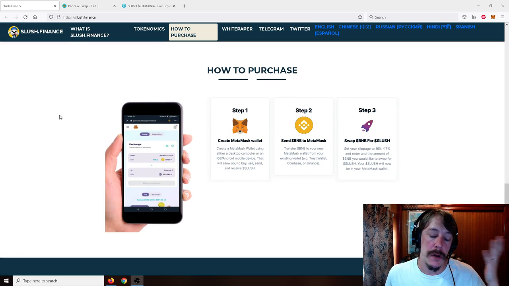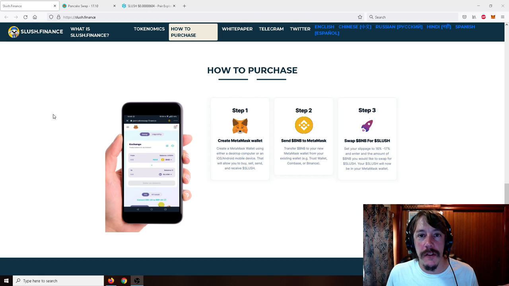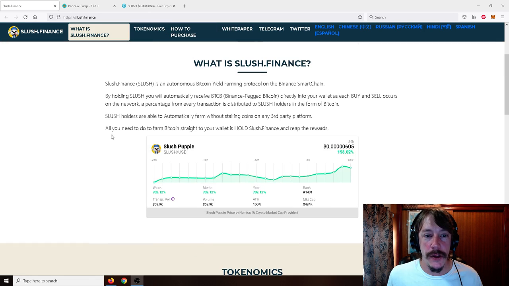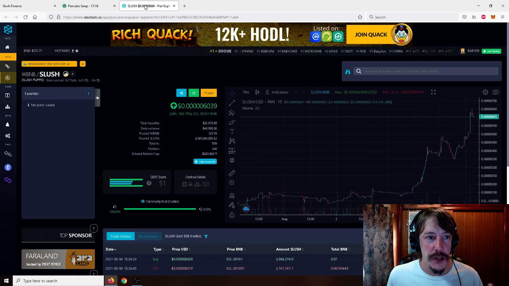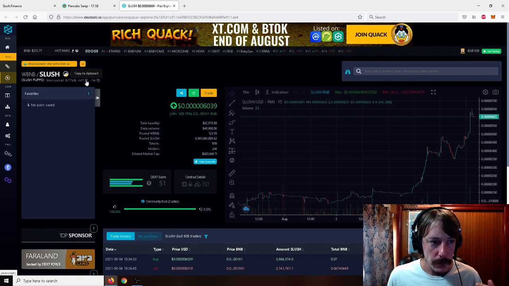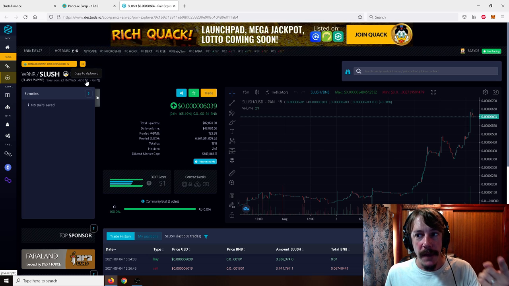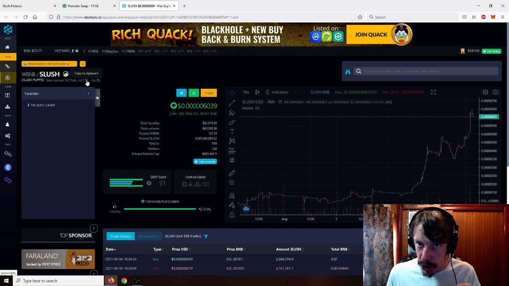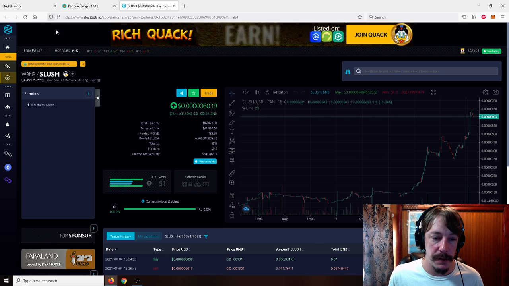So how you purchase the coin: you create a MetaMask wallet, and then you can add Binance Smart Chain to your MetaMask wallet. If you don't know how to do that, it's as easy as Googling it. It takes like 2 minutes, tops. And then once you do that, you can click on live price chart, and it's going to bring this up, and you have this little token contract right here. Just copy that to your clipboard, and then you add it into MetaMask, and it will show Slush in your MetaMask. So that's all you have to do.